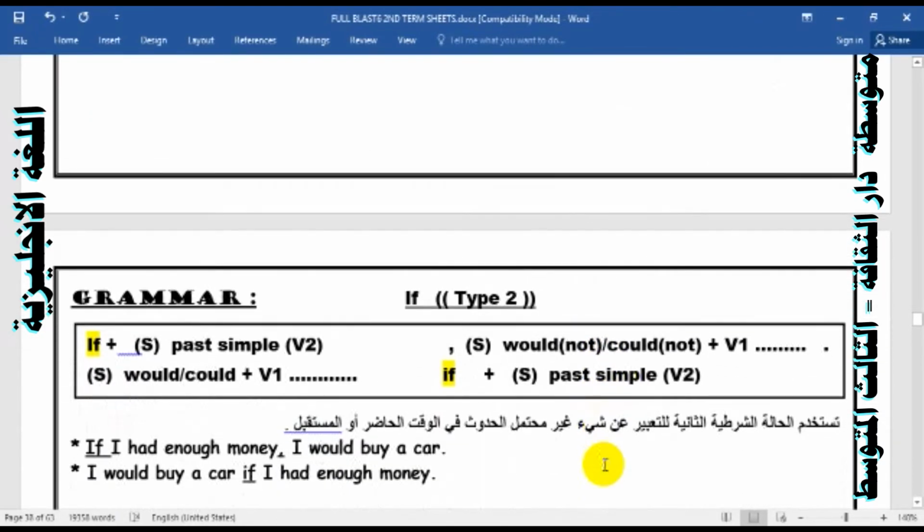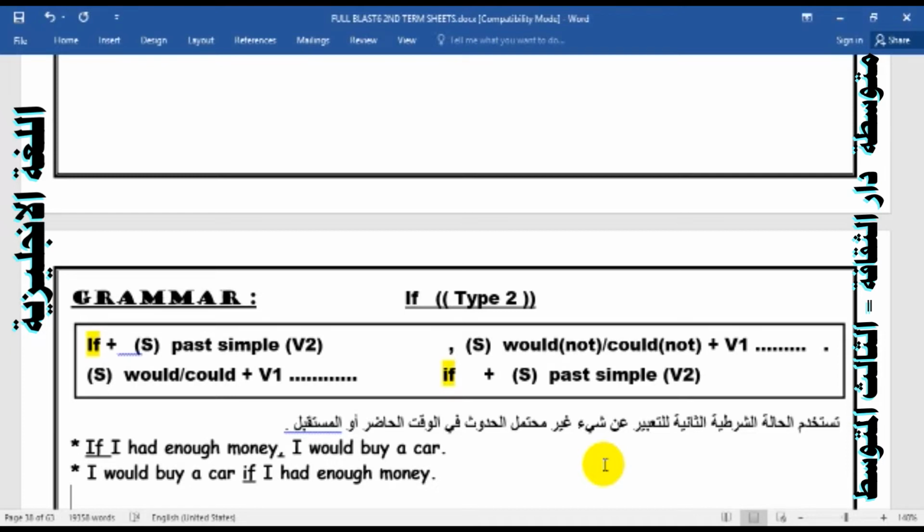Now, let's study the grammar. Today we are going to talk about conditional sentences type 2, if type 2. Why do we use conditional sentences type 2? We use it for unreal situations or situations which are unlikely to happen in the present or future.